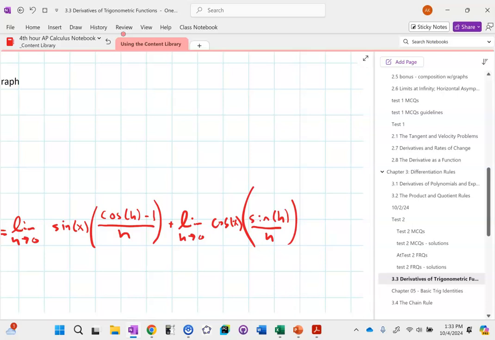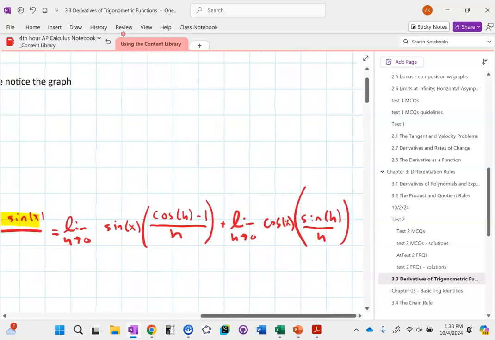Is everybody okay with how I regroup things there? Notice that my limits here just depend on h, so that things with just the x in, I can pull outside of my limit.